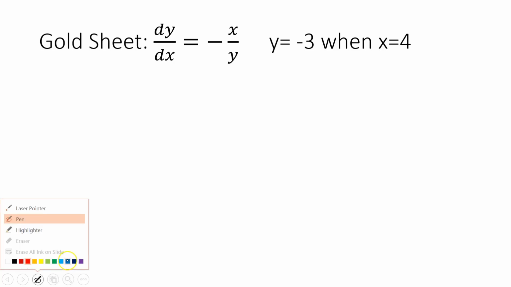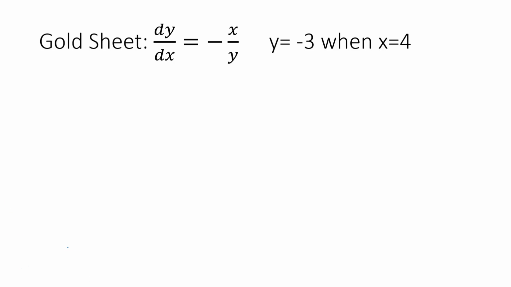All right, welcome back. Hopefully you were able to give this a shot. Let's try it together now. So I'm going to multiply both sides by y and multiply both sides by dx. So I'll have y dy is equal to negative x dx. Integrate both sides. So it looks like we'll have 1/2 y squared equal to negative 1/2 x squared plus c.